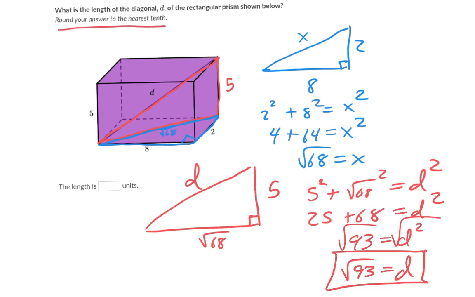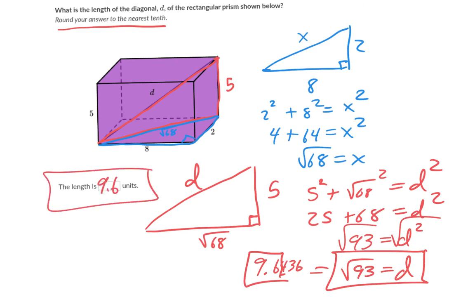It does ask you to round to your nearest tenth, so you're going to have to actually put square root 93 in your calculator, and you would get 9.64366. But they want you to round to the nearest tenth. 4 does not round up, so your answer is actually going to be 9.6. So when you see a problem like this, it's a weird diagonal, you're going to need to do Pythagorean theorem twice.